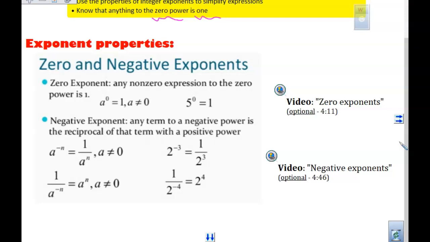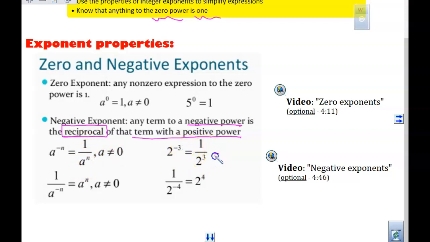As I'm looking at this one, a negative exponent. Any term to a negative power, please make sure you circle, put a box around, the reciprocal of the term with a positive power. So a negative power is the reciprocal, if we are reading that, of a term with a positive power. A to the negative n is going to be 1 over a to the n. 2 to the negative 3 is 1 over 2 to the third.